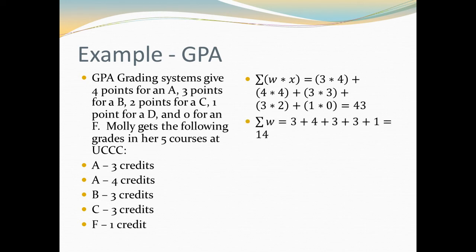The bottom of the formula will be the summation of all the weights. In this case, we're talking about credits of a course. So 3 plus 4 plus 3 plus 3 plus 1 gives me 14. To calculate the GPA, I take the 43 points that she earned, divided by the 14 weighted credits, and that's where I get my GPA of 3.07.